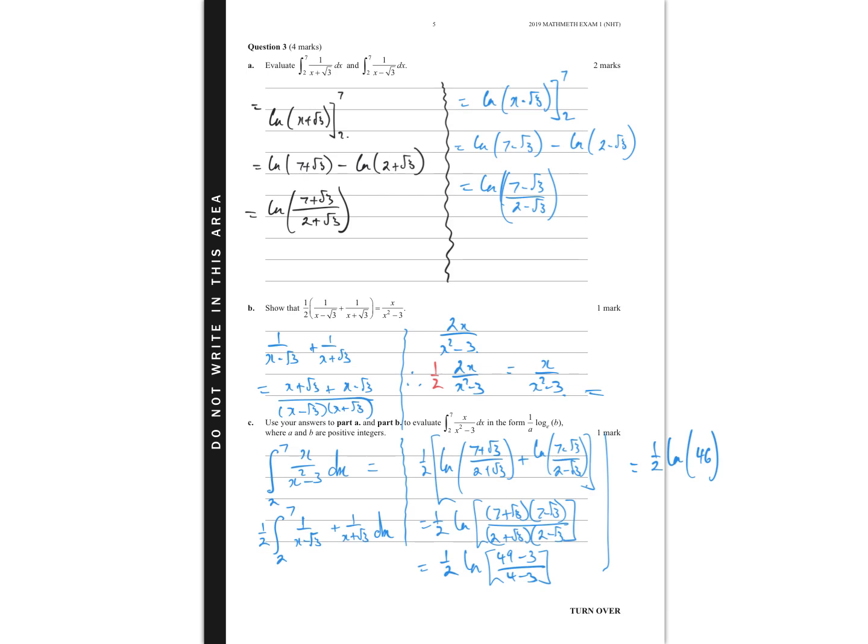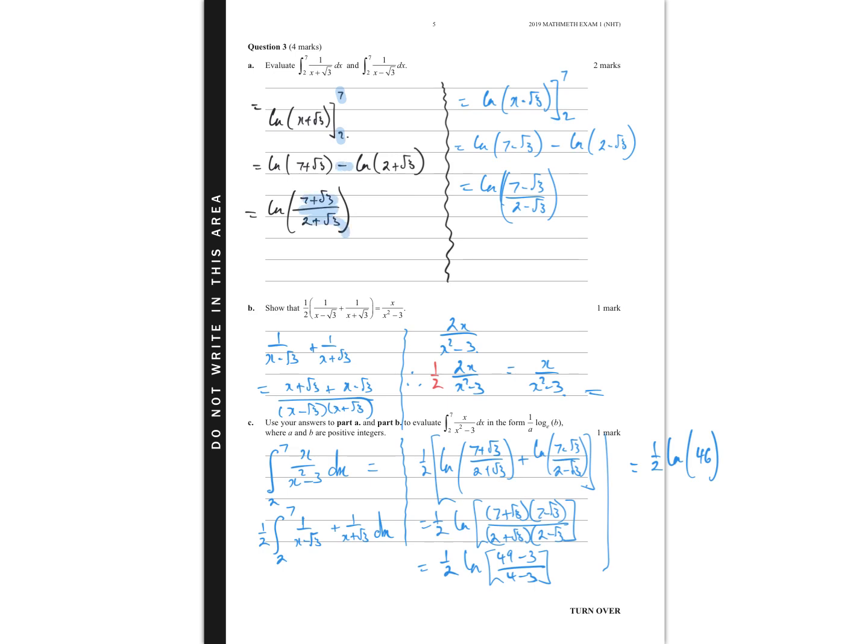All right, evaluate the integral of those two expressions. So I've just split it up there. So the antiderivative of 1 over x plus √3, it's a log function. Natural log of x plus √3 between 7 and 2. Substitute 7 in, substitute 2 in. It's a subtraction.